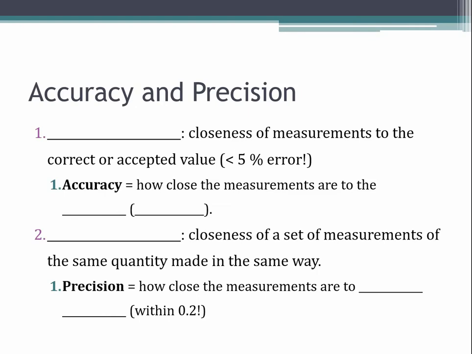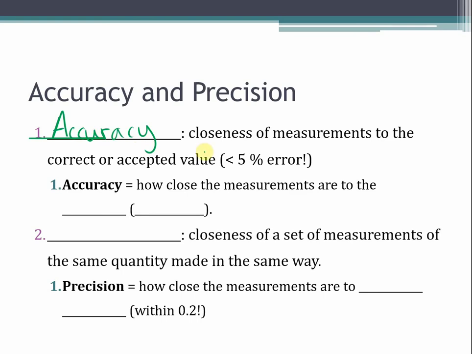maybe in a scientific context, maybe just in regular conversation, but we're going to flesh them out a little bit and make them more specific to our class. So our first word here is accuracy. Pardon the lines, they're going to happen a lot. Accuracy is the closeness of measurements to the correct or accepted value.